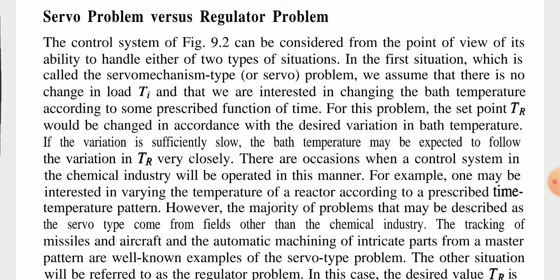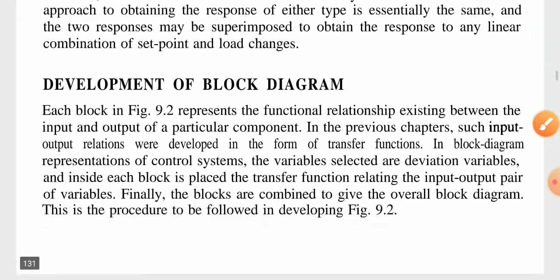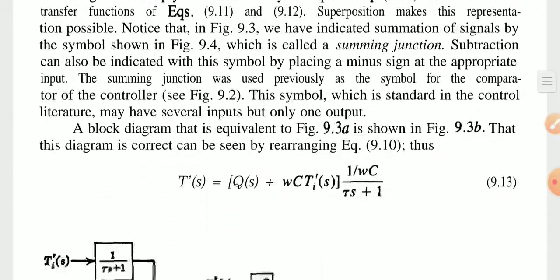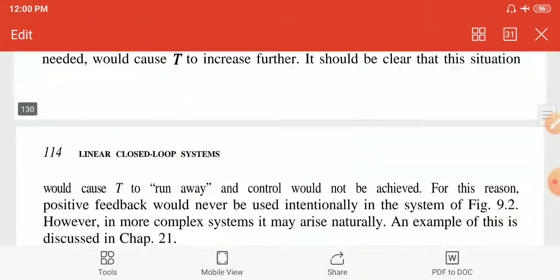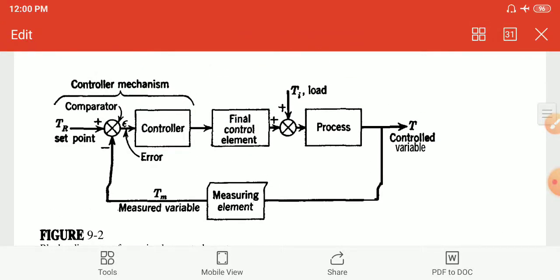First, the control system in figure 9.2, which we are going to discuss in the figure, is considered from the point of view of its ability to handle either of two types of situations. Okay, there are two types of situations. Let us look at figure 9.2, which we already saw in the block diagram.